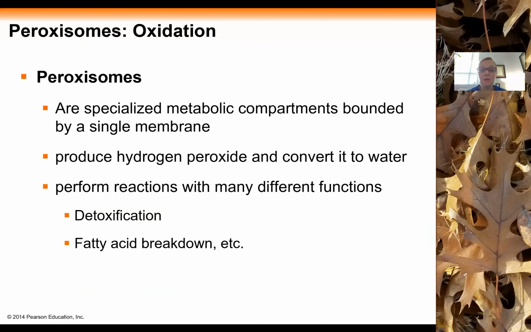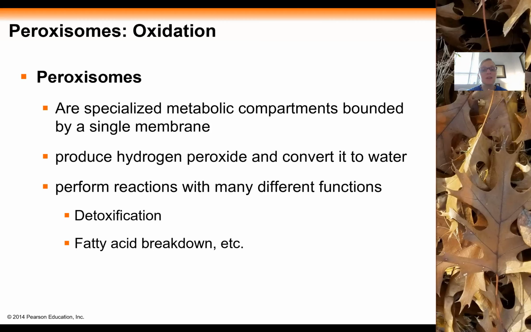Okay. The last organelle that we're going to include in this category is the peroxisome. Now the peroxisome, it is very different from the mitochondria and the chloroplast. It only has one membrane. We don't think it came from the endosymbiont theory. It doesn't have DNA, it doesn't have ribosomes. Instead, it's more like a lysosome or a vacuole. So it's a specialized metabolic compartment. It only has a single membrane around it, and it has two primary functions that we're going to discuss.